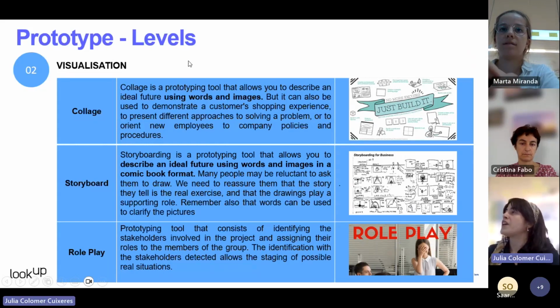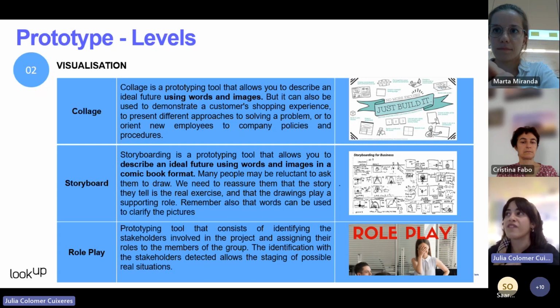Okay, here I just show some prototype levels for the visualization. That is the level that I would like you to develop. And of course, you have more. As I mentioned, you can do the storytelling, you can do the video, but those I think are simple and feasible for you.